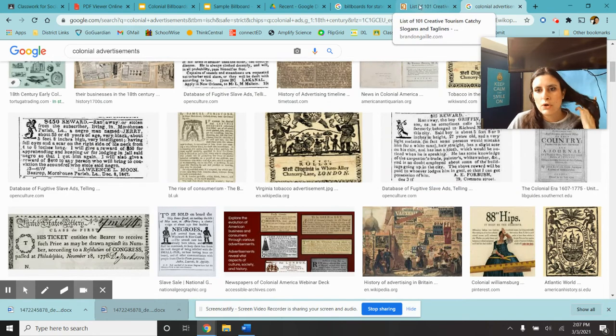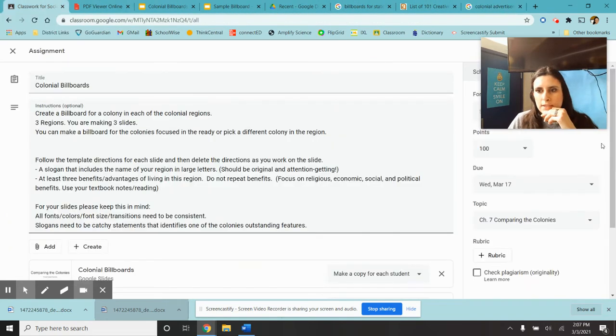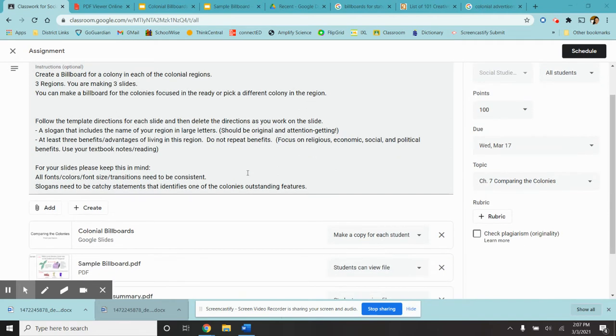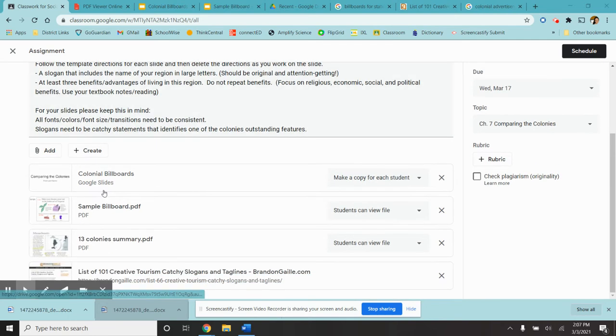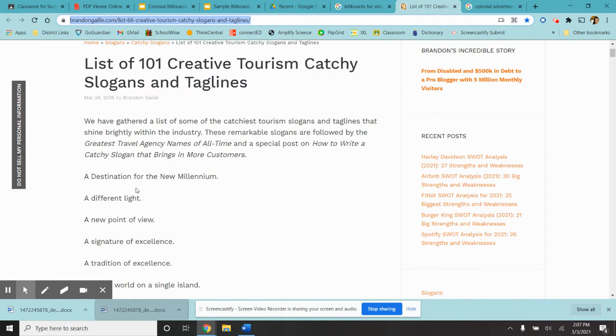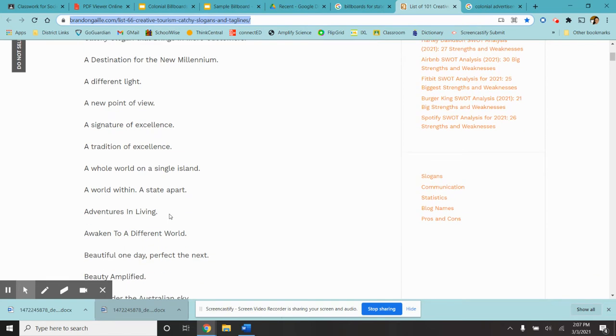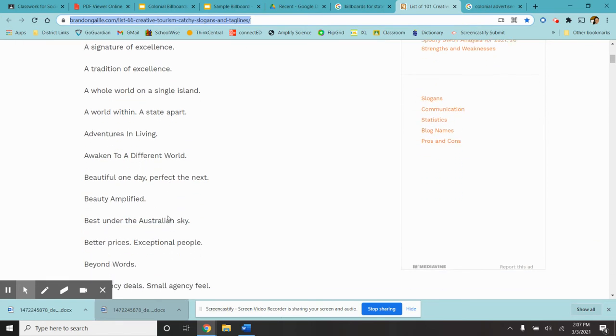Now, slogans. On the assignment, you need to include a slogan for the name of your region. It's catchy, it's a big heading. And you need to include the benefits of living in that region. There is a link here for catchy tourism slogans. Some of these work, some may not, so you can't just pick the first one. Definitely read through and see how it pertains to your colony.